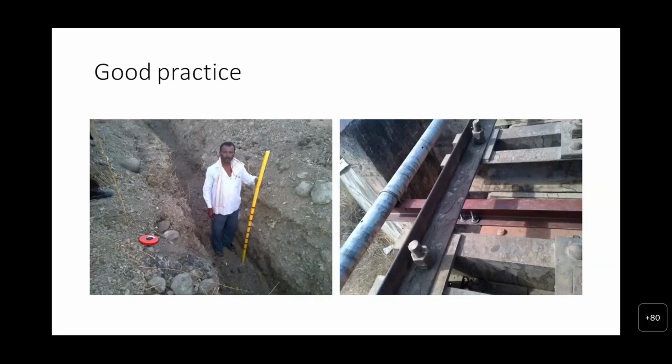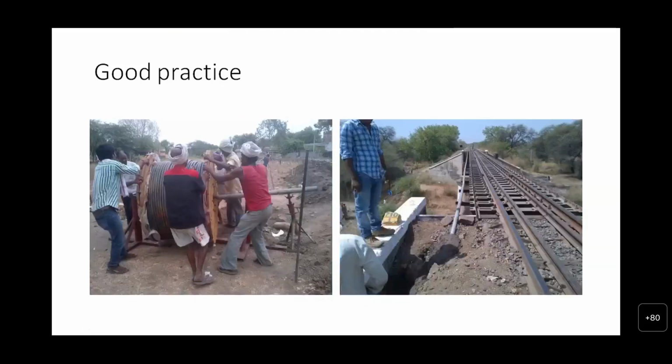And the adjacent one is the bridge where the quad cable has been laid through a GI pipe with proper clamping arrangements. When the executing agency is unwinding the cables, it should be done with proper jacks. Here you can see a cable drum being unwound using a jack.